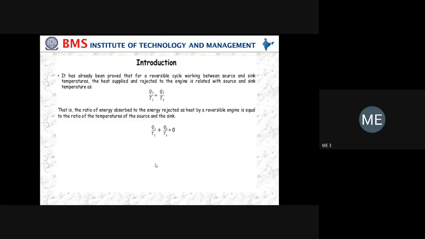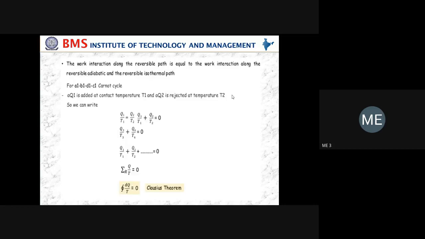For the first cycle you write Q1 by T1 plus Q2 by T2 as 0. For the second cycle you write Q3 divided by T3 plus Q4 divided by T4 as 0. For the third cycle, you can take 5 and 6, that is Q5 divided by T5 plus Q6 divided by T6 equals 0. Like that you can take any number of cycles, and then finally you can write this equation. Q1 by T1 plus Q2 divided by T2 as 0, Q3 divided by T3 plus Q4 divided by T4 as 0, and like that for any number of cycles.